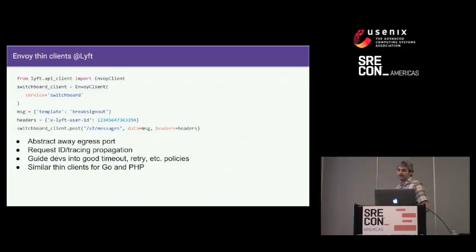And one of the nice things about this very thin client, which is on the order of, say, 100 lines, is that the client doesn't have to understand how to talk to the local Envoy. It doesn't have to understand how to do request ID propagation. And we can guide devs into doing good timeouts, retry, and circuit breaking policies. And we have these clients for Python, Go, and PHP.